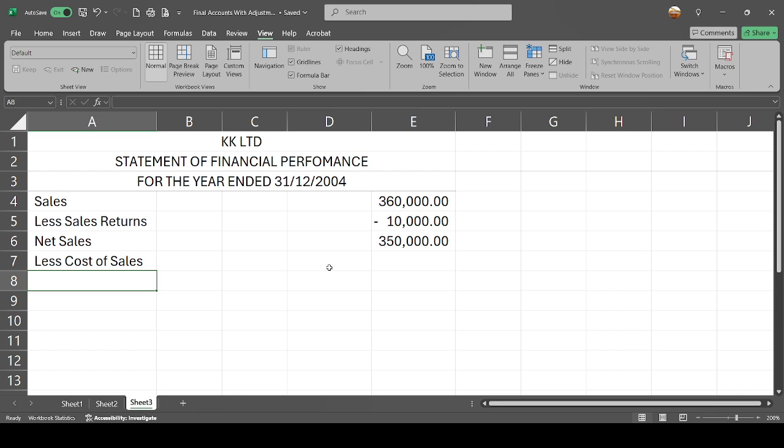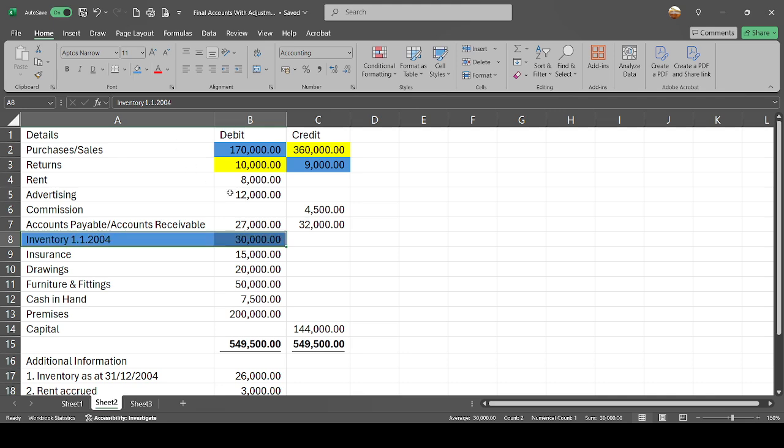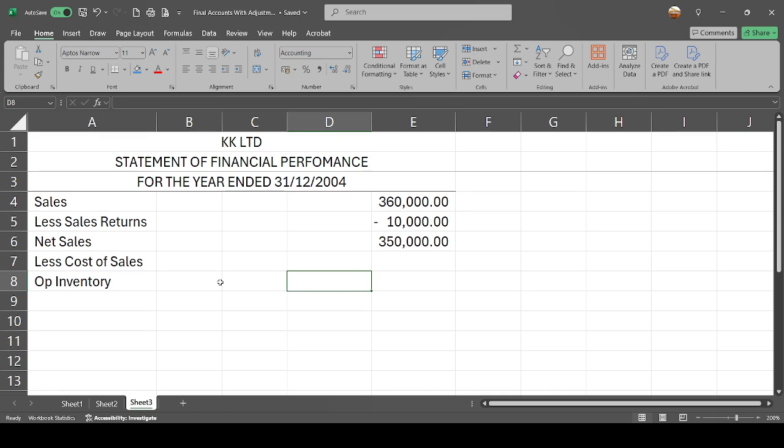So what's our cost of sales? Cost of sales is normally opening inventory. We have been given the figure for opening inventory, and the figure is 30,000. I'm just highlighting it so that we pick it up there. That's the beauty of Excel. Our opening inventory is 30,000.